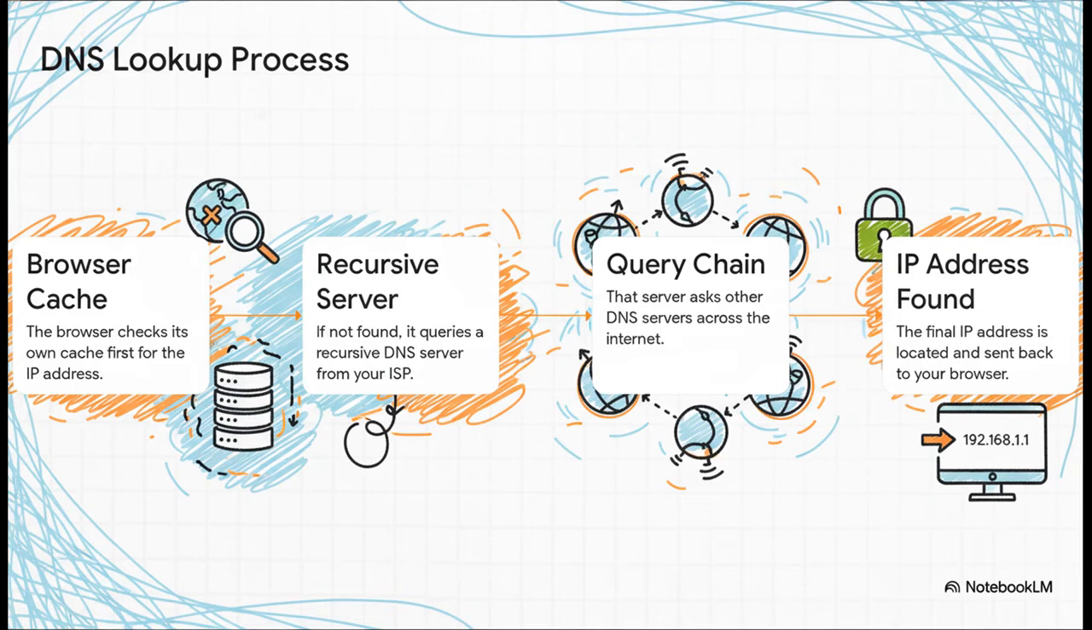First, your browser is smart. It checks its own memory, its cache, to see if you've been to this site recently. If it has the IP, great, we're done. But if not, it has to ask for help. It pings a recursive DNS server, which then kicks off this chain reaction, asking other servers across the internet, until finally it finds the right IP address and sends it all the way back to your browser.